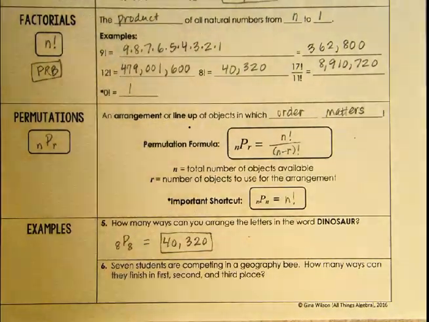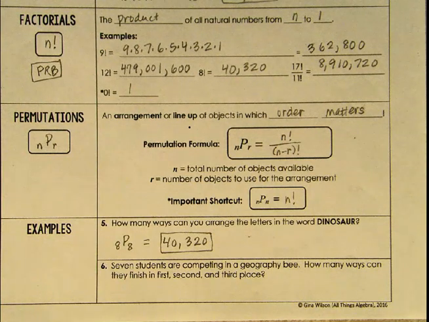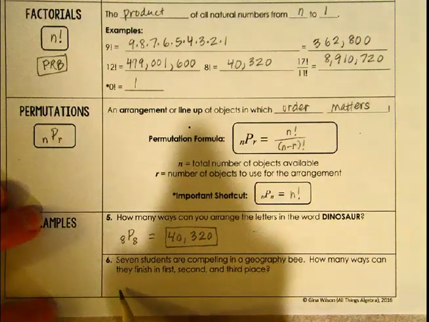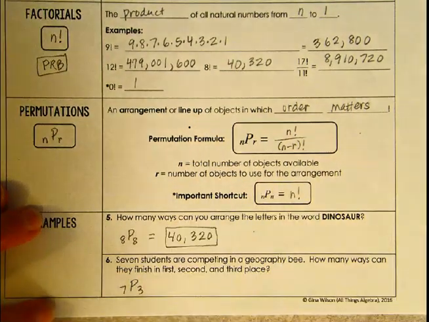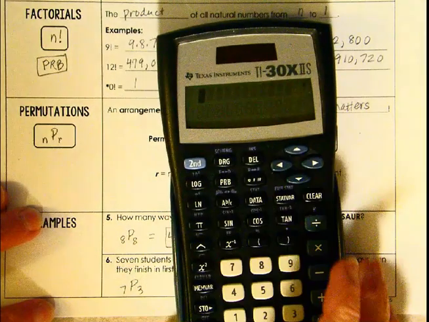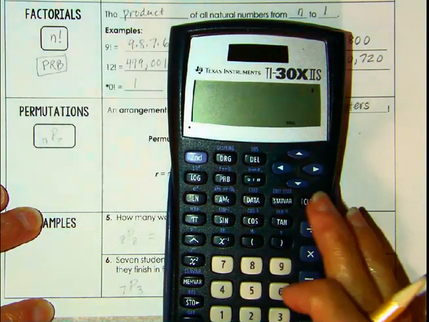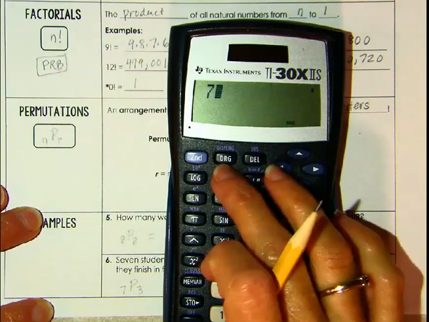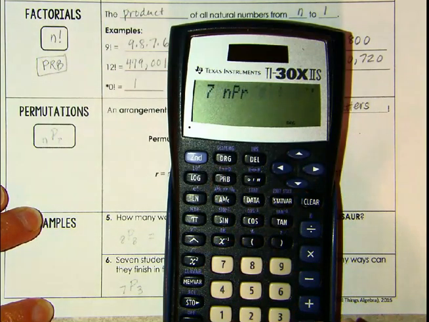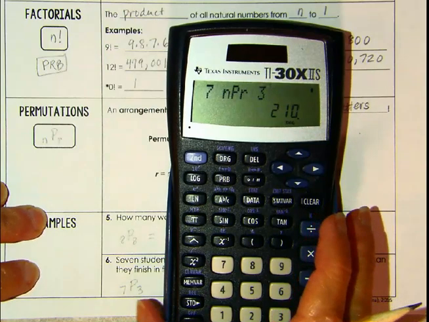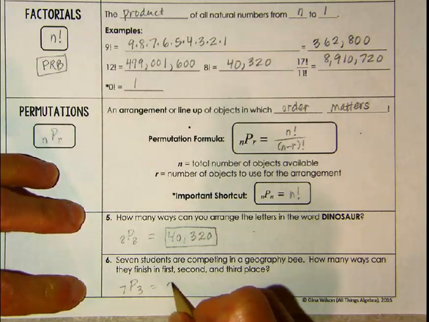Then on number 6, 7 students are competing in a geography bee. How many ways can they finish in first, second, and third place? Well, we've got 7 students we're choosing from, and we've got 3 different places. So this would be 7P3. We do 7, and then hit that PRB button, enter, and then 3. So it looks like that when you enter it. And you get 210.